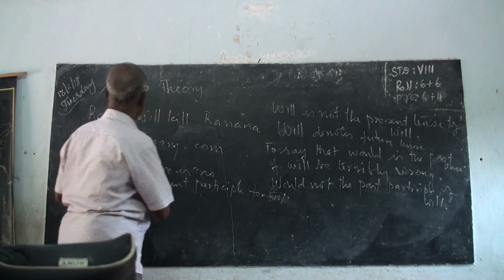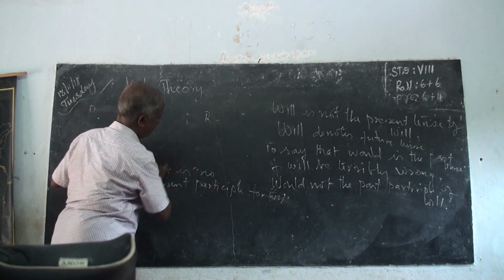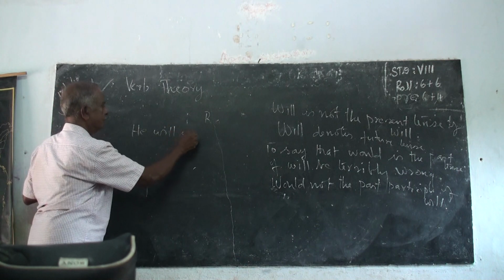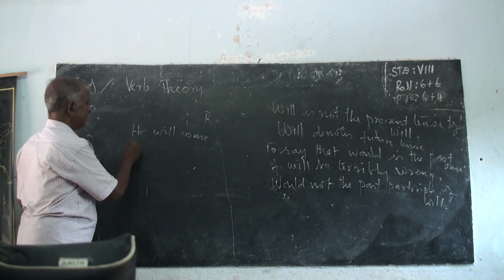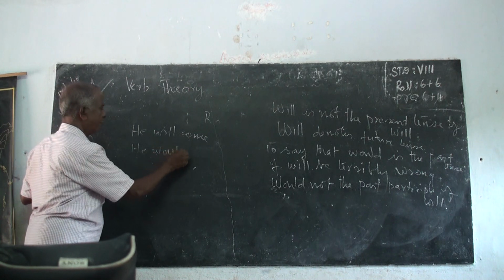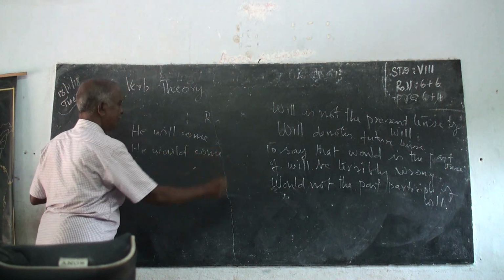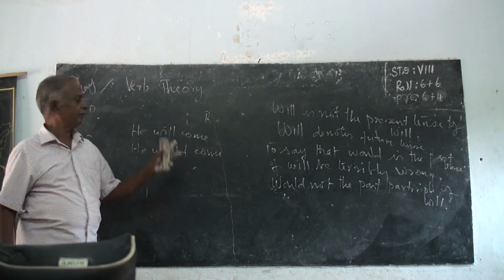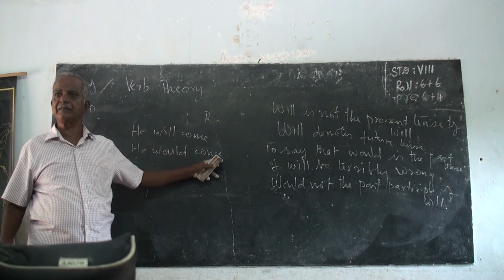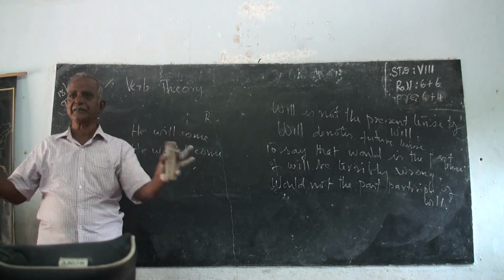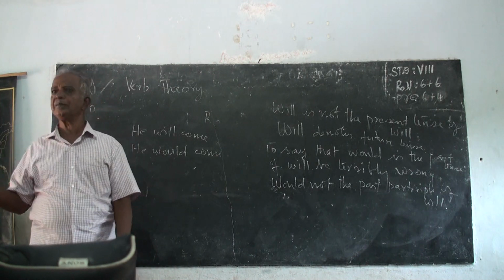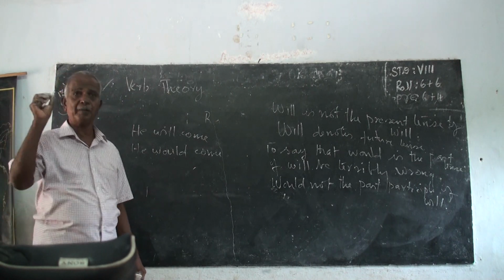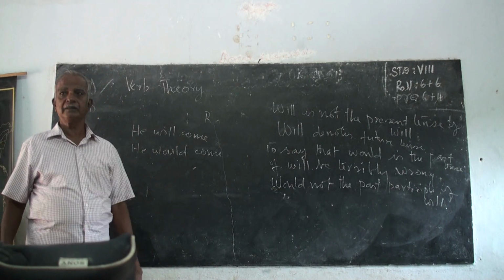For example, he will come. He would come. What is the difference between these two meanings? He will come means 80 or 90% he will come. He would come means 50%. He would come, or he would not come. There is a probability. We don't know.